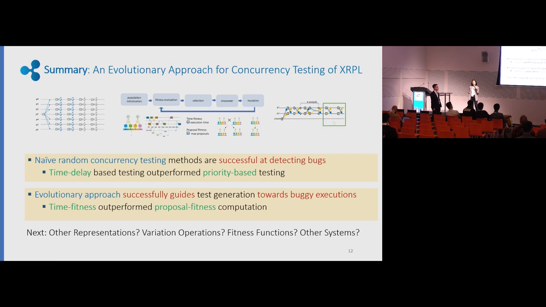But this work leaves many possible improvements and alternative explorations. We can explore other representations. We can use other variation operators, different fitness functions, or apply it to different systems. Thank you, and I'll be happy to answer any questions.